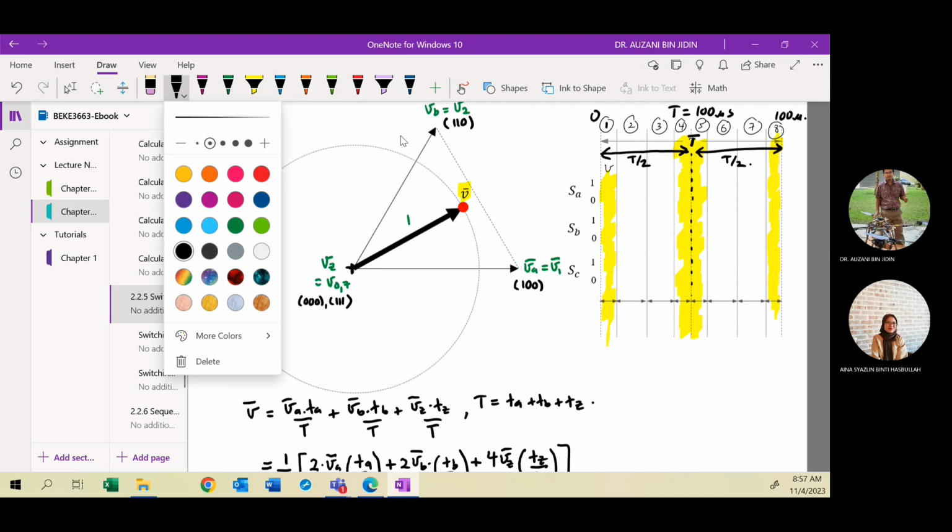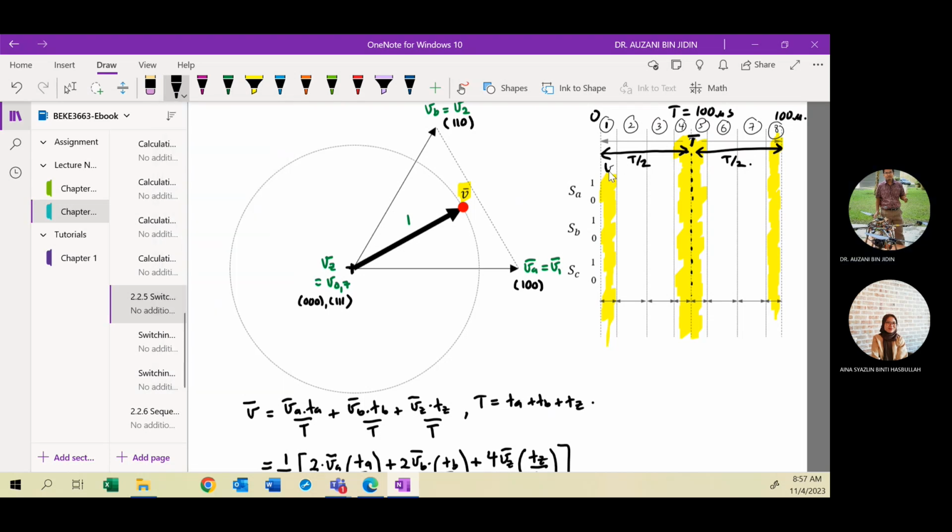Why? Okay. Here must be the V0 vector, so maybe I need to erase this. So in this interval, you have to choose the 0 vector. And at the end of the sampling period, here also you must choose the 0 vector, V0, where the state is 0, 0, 0. And at the middle of the sampling period, specifically at intervals 4 and 5.